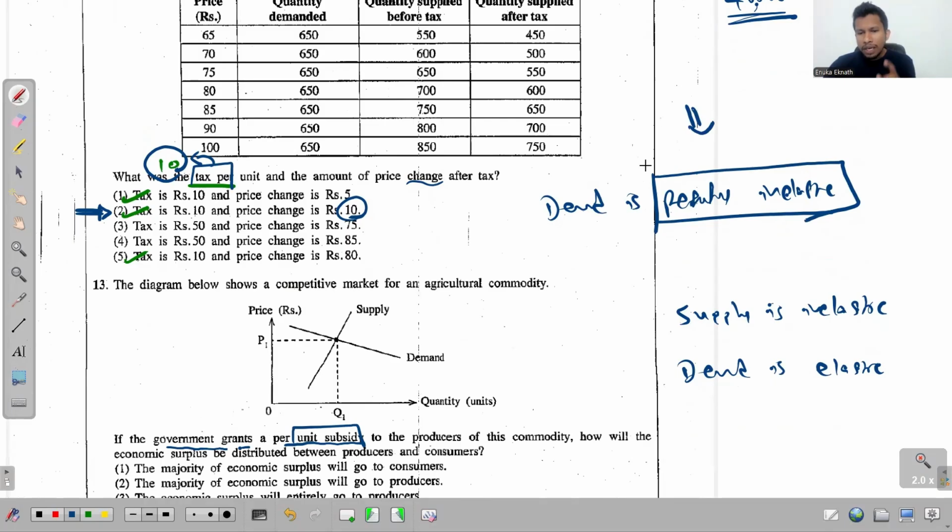I told you that if demand is relatively inelastic, I mean if demand is inelastic compared to supply, and a tax is imposed, the consumer is going to bear a higher portion of the tax. Again, if demand is inelastic and it's a tax, the consumer bears a higher portion of the tax. And if the supply is inelastic and it's a tax, again the supplier bears a higher portion of the tax.